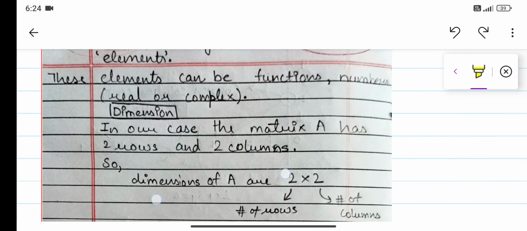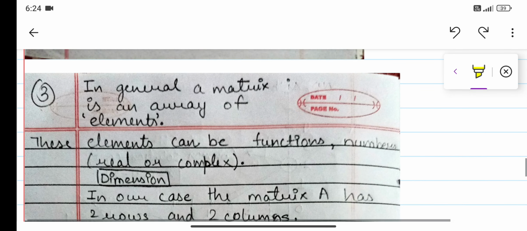So, as I've said, in general, a matrix is an array of elements. Now, these elements can be functions. It may be cos of x, sine of x, natural log of x, log to the base 10 of x, any transcendental functions or any other function which you can imagine, polynomial functions, right? And it may be numbers, not only real, but also complex numbers.